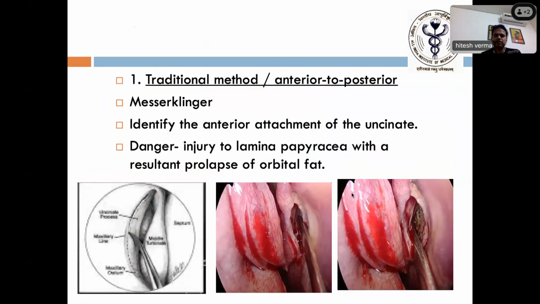The traditional approach for uncinectomy is anterior to posterior, which was described by Messerklinger. In this, the base of the uncinate process is identified, and one can use a sickle knife or Freer's elevator to puncture and separate the uncinate process from the lateral nasal wall. But as the uncinate process is attached to the lateral nasal wall, it is in close vicinity with the orbit. So the risk of injury to the lamina papyracea and orbit is high when the instrument is poked very far inside the nasal cavity. So the tip of the instrument should always be visible during uncinectomy.